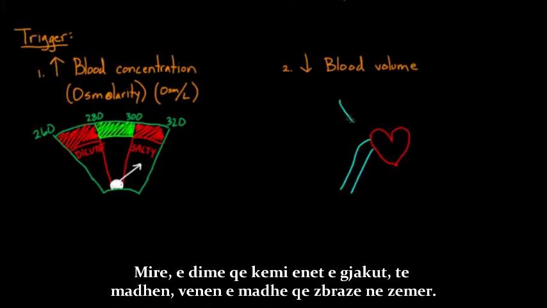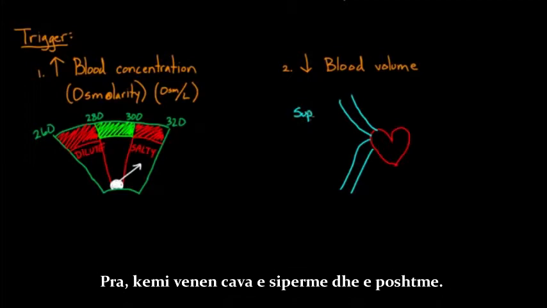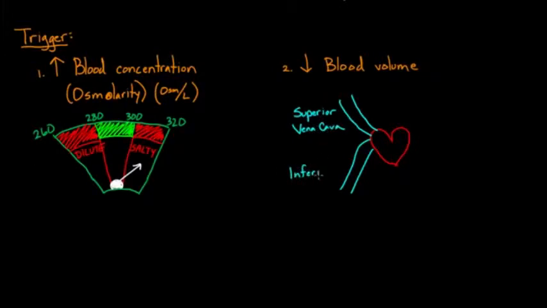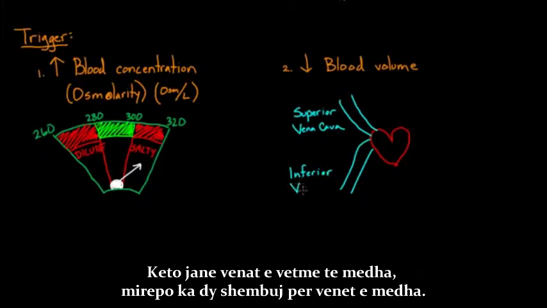Well, we know we have blood vessels, large ones in fact, large veins, dumping into the heart, right? So we have the superior and inferior vena cava. This is the superior vena cava, this is a large vein, and this is the inferior vena cava. And these aren't the only large veins.